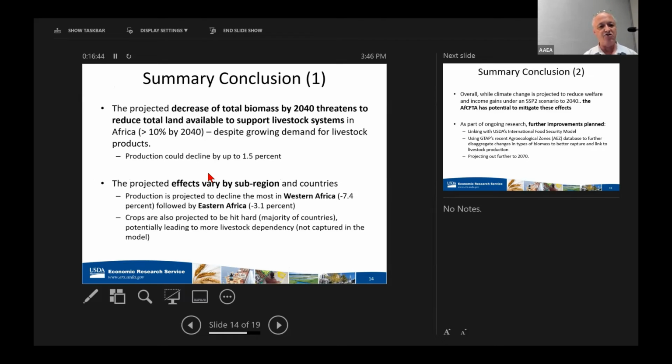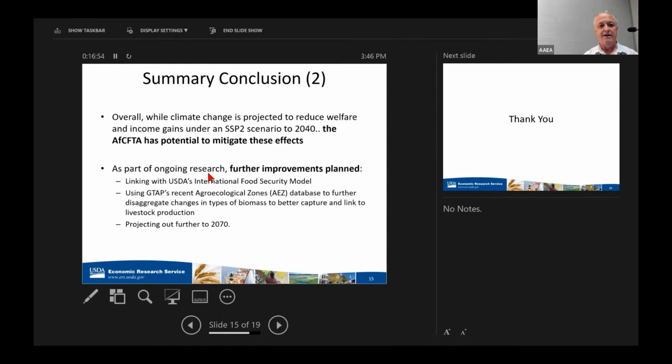However, we do see variations in Africa itself, and also not presented here, but crops are also projected to be hard hit. And I think that's an area we may also want to look at. And finally, overall, to conclude, while climate change is projected to reduce welfare and income gains under this SSP2 to 2040, the free trade area has potential to mitigate some of these effects, which is encouraging.